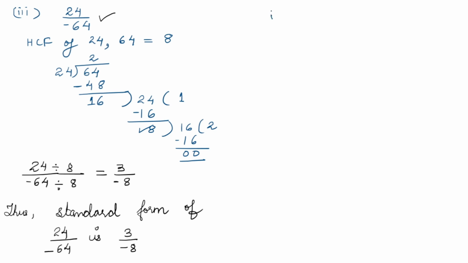Now let us solve the next question. It is minus 36 by minus 63. Now minus 36 by minus 63 is actually a positive rational number because both numerator and denominator are negative integers here. So I can just rewrite it as 36 by 63.